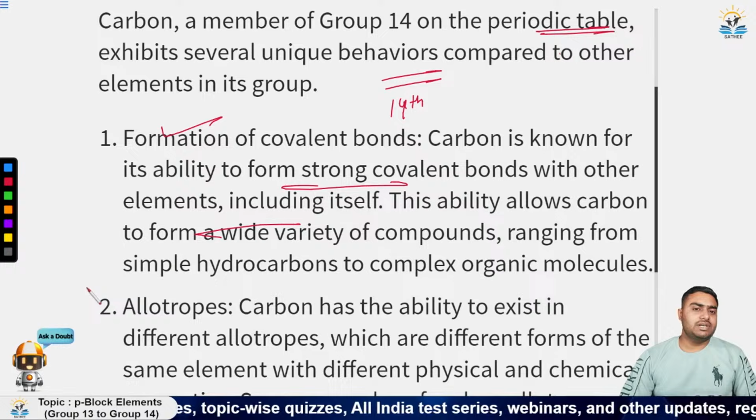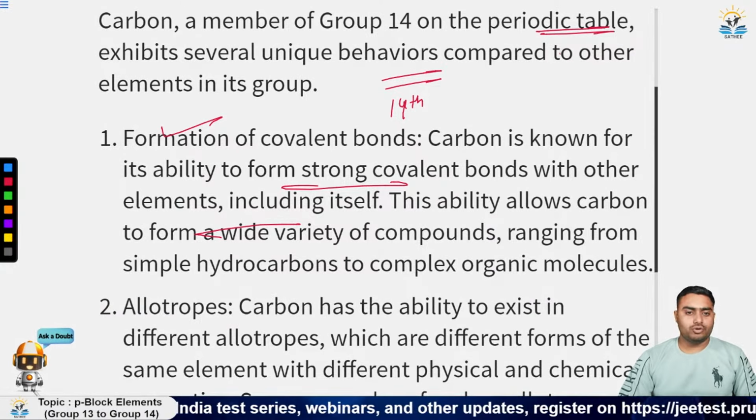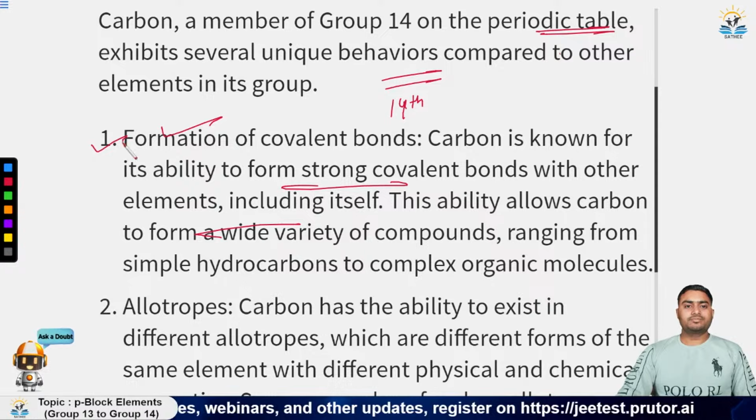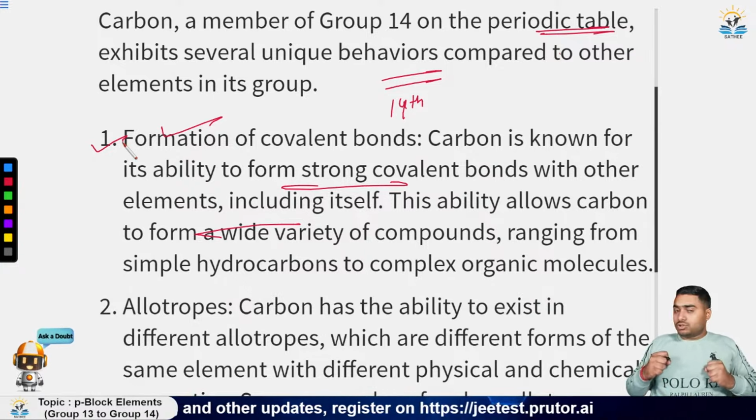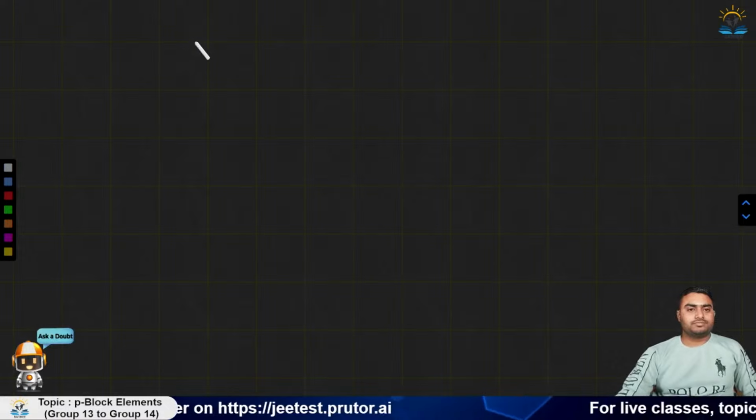Compared to other elements in its group. The first point is here, formation of covalent bonds. Easily, carbon can form covalent bonds. So carbon is known for its ability, you know very well.